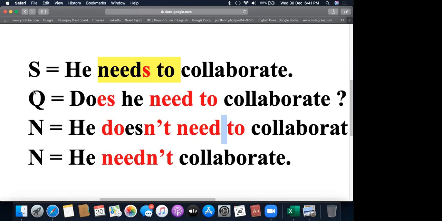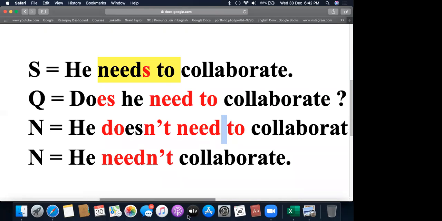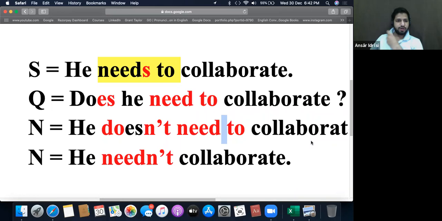It needs to fly in the sky. Does it need to fly in the sky? It doesn't need to fly in the sky. Very good. It needs to practice a lot. It needs to work hard. Does it need to work hard? It doesn't need to work hard. Very good.